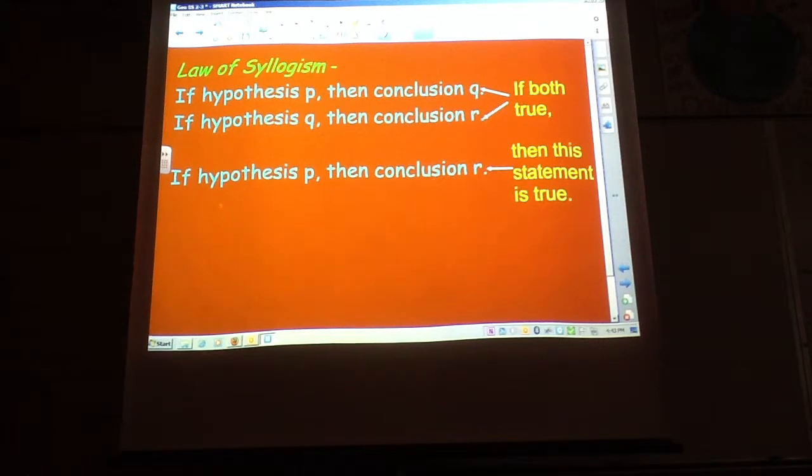It says, if we have the hypothesis P, which would imply Q, and if we're given Q implies R, then we can skip from our first hypothesis to our last conclusion, R. So if we're given P, then we could conclude R. If both of these are true, then this statement will always be true.